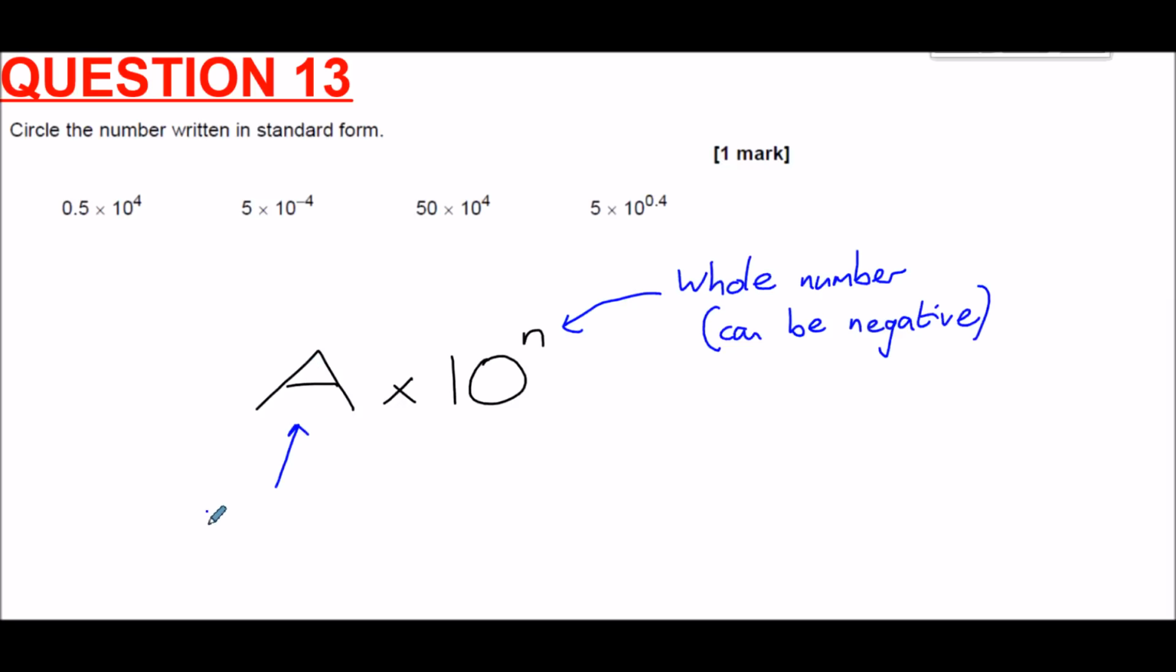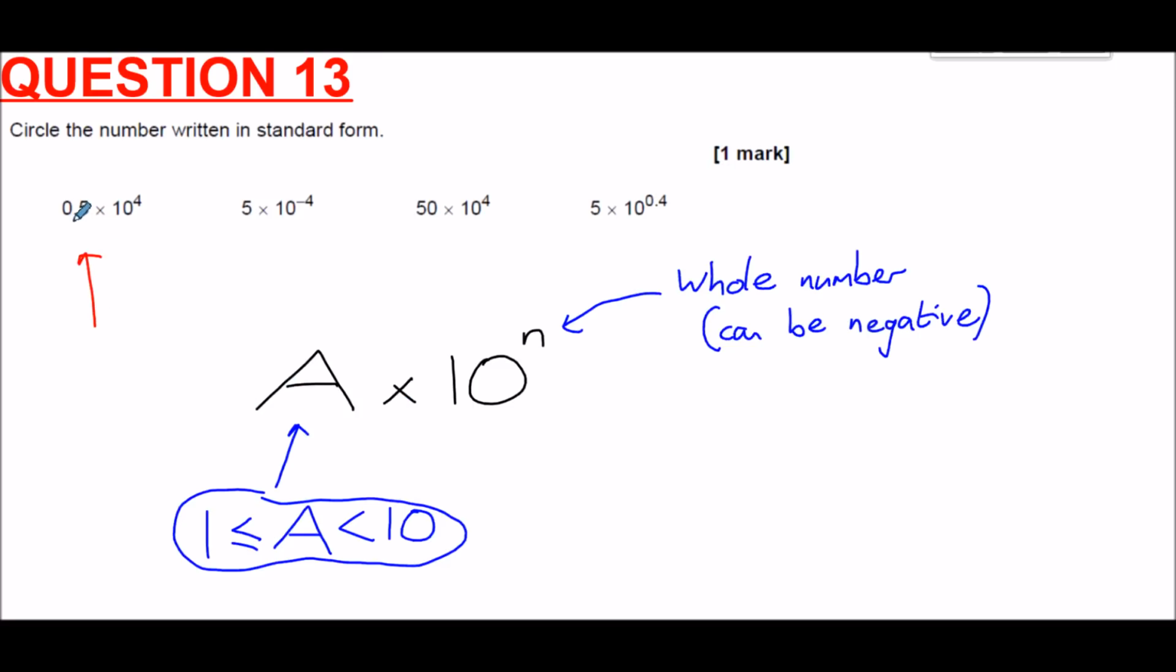So it's a whole number that can be negative, and A is somewhere between 1. A can be 1, but A absolutely must be less than 10. So A is between 1 and 10, and times 10 to the power n, where that's a whole number. And so the first bit of a number in standard form needs to be between 1 and 10. This one here, 0.5, is less than 1. That's not between 1 and 10. So it can't be that one. This one over here, 50, isn't between 1 and 10. It's more than 10, so it's not this one over here either.